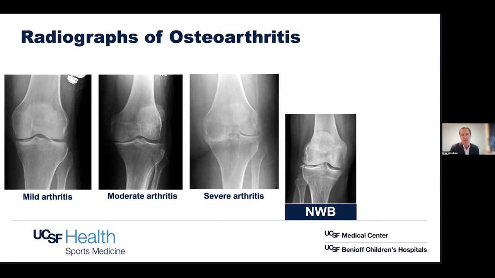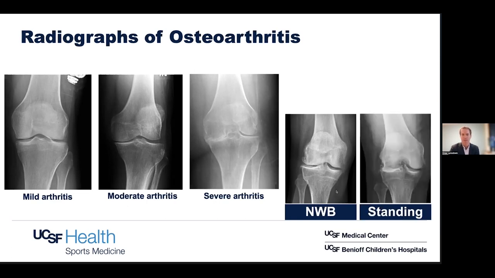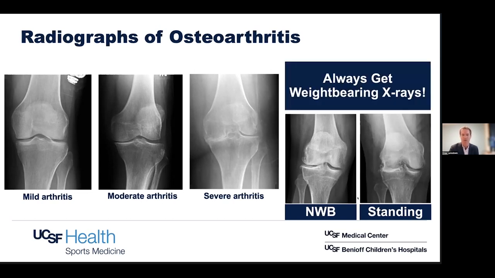So this patient, for instance, this is a non-weight-bearing x-ray of their knee. You can see osteophytes at the margin of the lateral compartment, but really this doesn't look that bad. And then you have that patient stand and they are completely bone on bone. And so that x-ray under load is incredibly important for decision-making and really gives us a sense for how that knee is responding when that patient is standing.